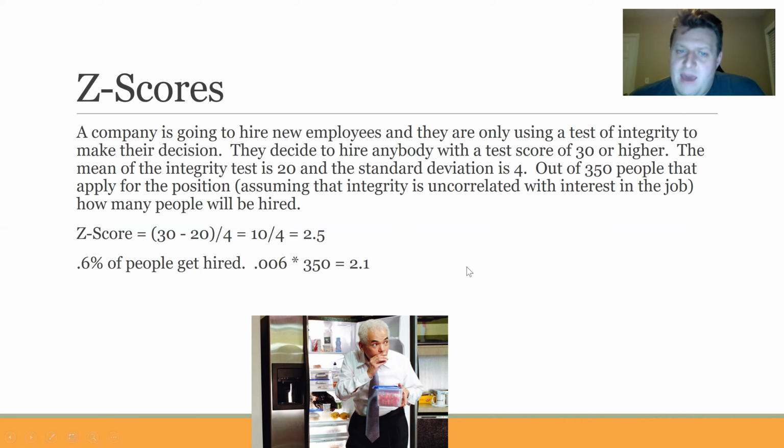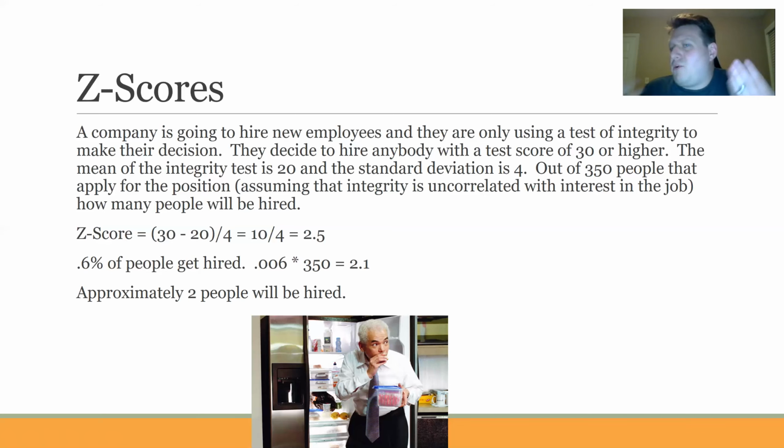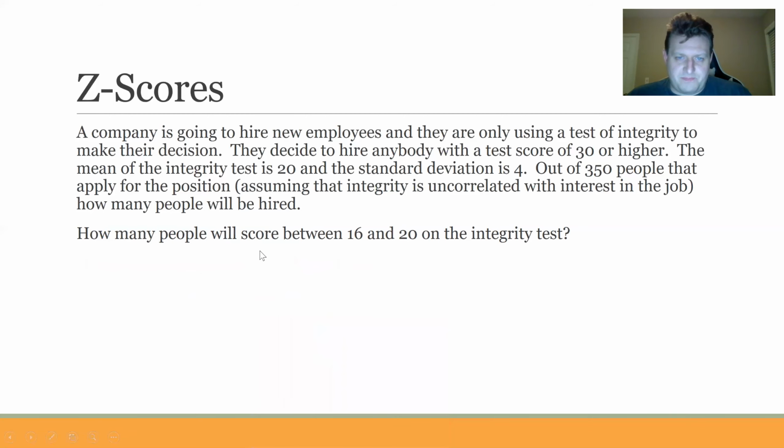Now, you can't have 1/10 of a person. This just doesn't work out. So we're going to round it, approximately 2 people out of everybody that applied will be hired for the job. They'll have a high enough score on this integrity test to be hired. So this is just like every other z-score problem, but we have an additional step. We have to multiply the proportion by the number of people that have this particular score, and we can do that calculation.